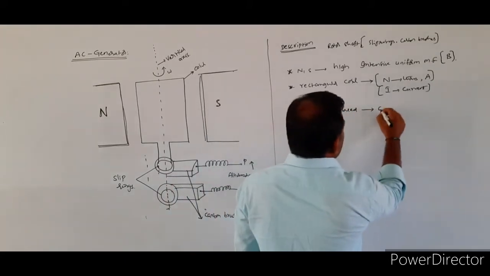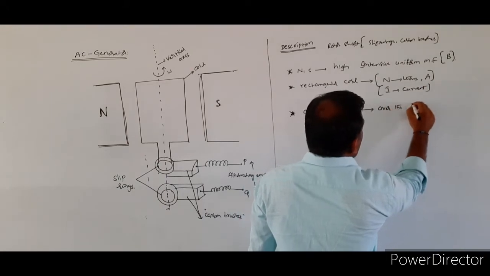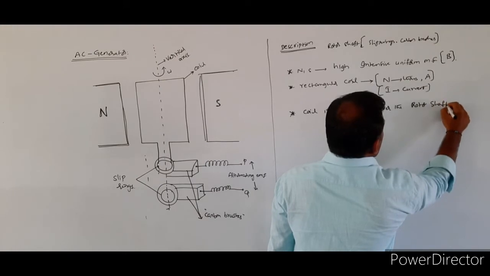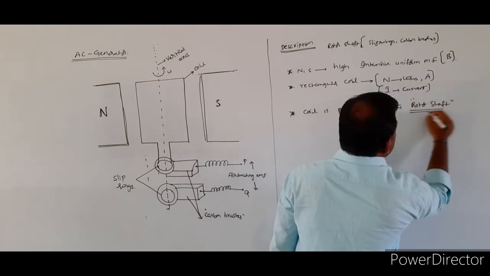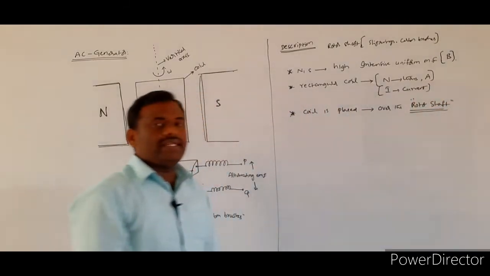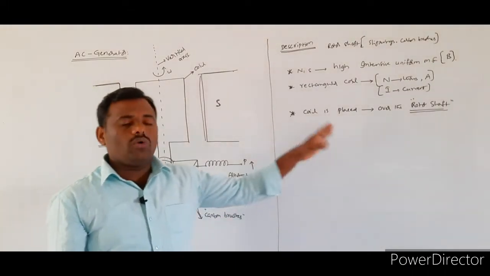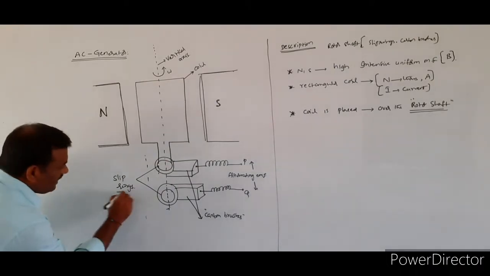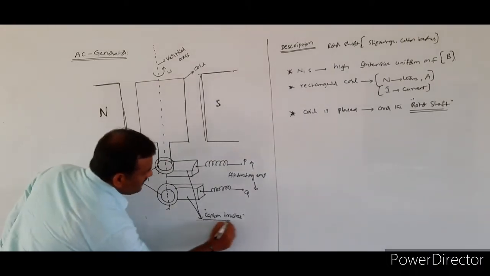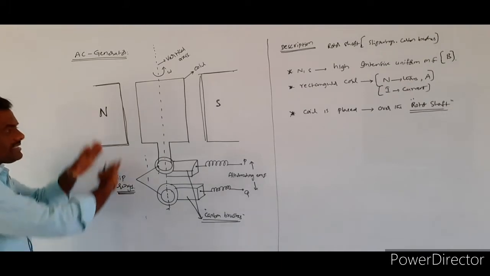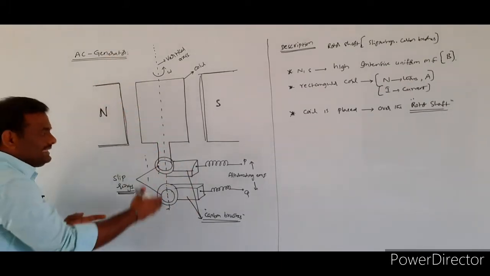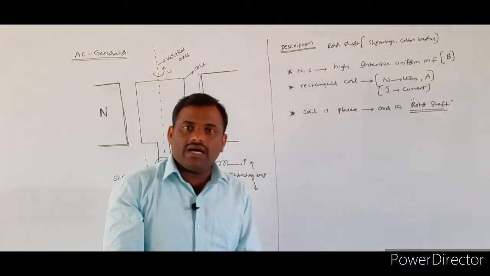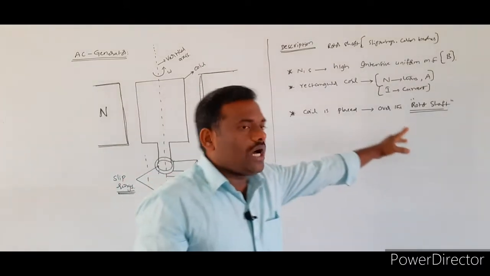And where will this coil be placed? The coil is placed over the rotor shaft. One particular arrangement will be there. That arrangement name we are calling as what? Rotor shaft, which is consisting of slip rings as well as the carbon brushes. This complete arrangement, this axle, slip rings and carbon brushes, all these things we are calling as a what? Rotor shaft.